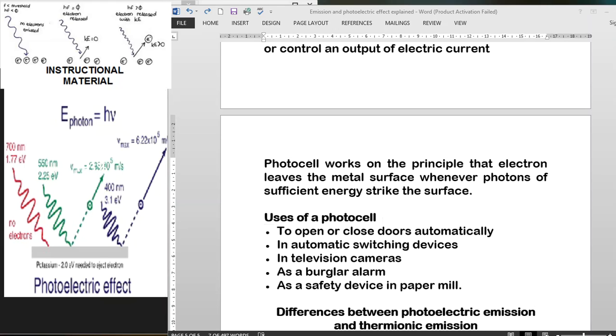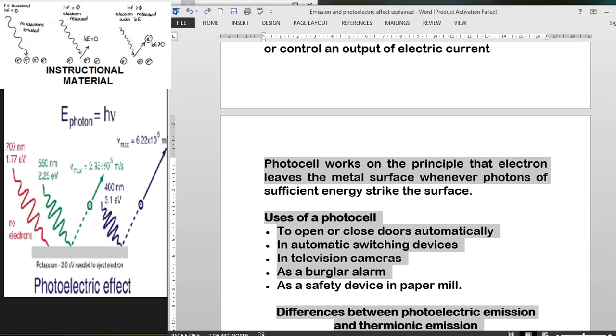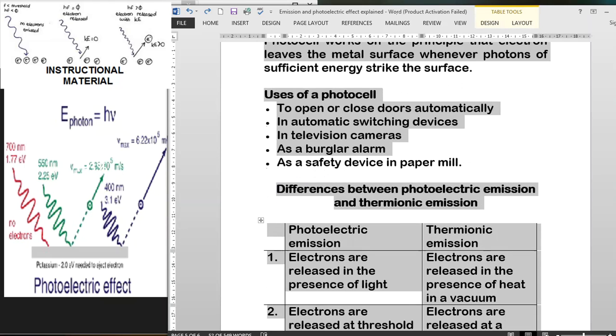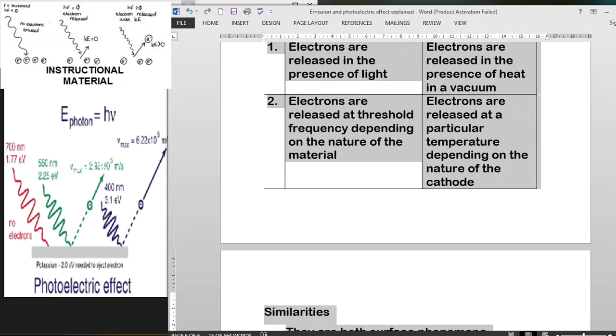So now we want to look at the various differences between photoelectric emission and thermionic emission. What are the differences? In photoelectric emission, electrons are released in the presence of light, while in thermionic emission, electrons are released in the presence of heat.